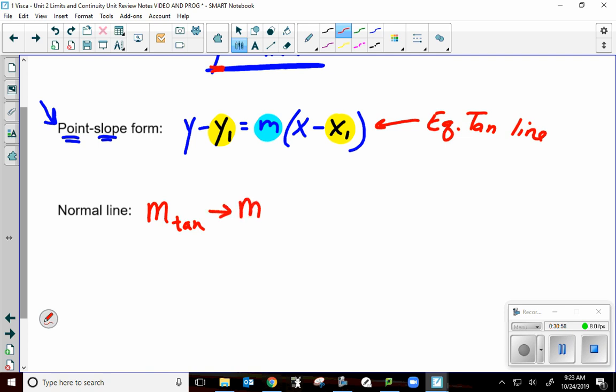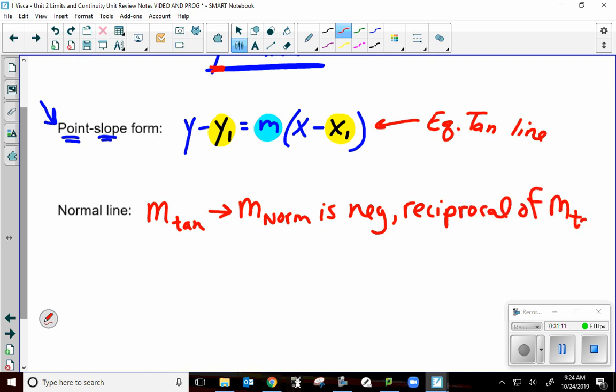So the slope of my normal line is the negative reciprocal of the slope of my tangent line, okay? So if I were to come up with a normal line, everything would be the same. If this was my tangent line right here, the only thing that would switch would be my slope. I would have to negate the slope of my tangent line, and then take the reciprocal of that.